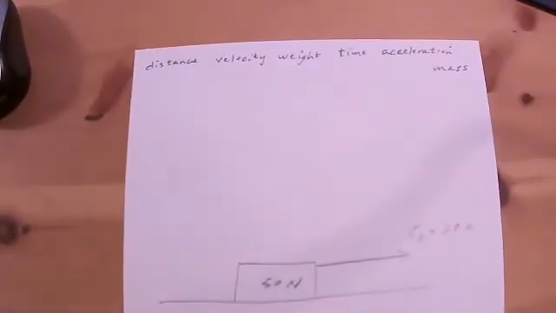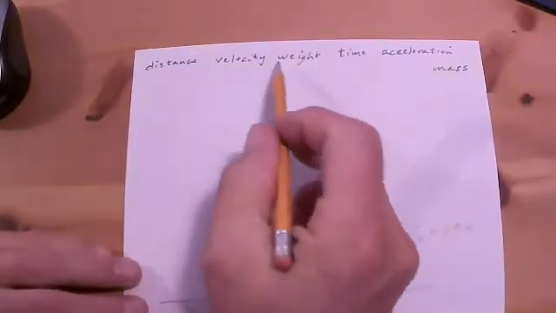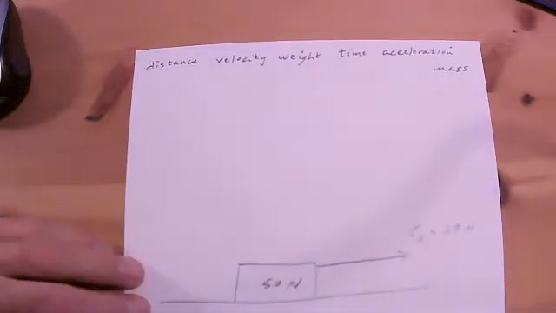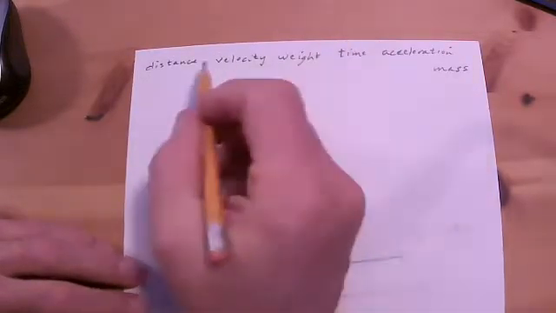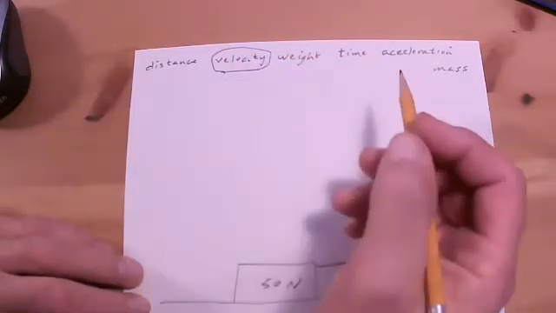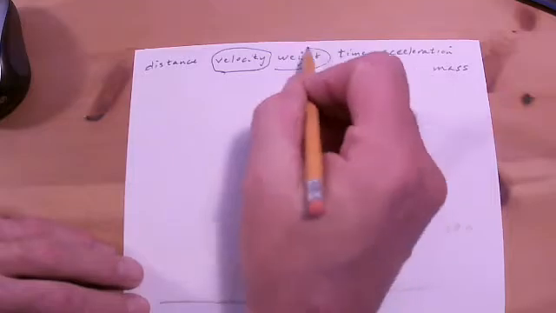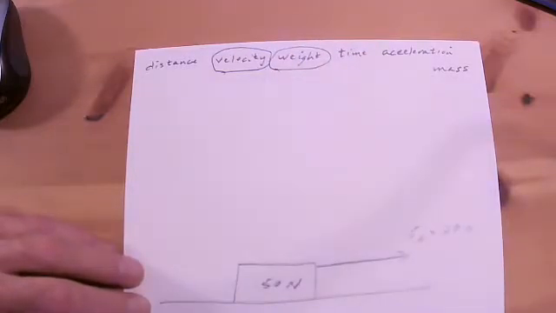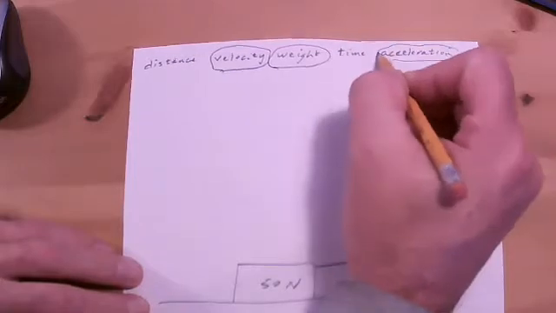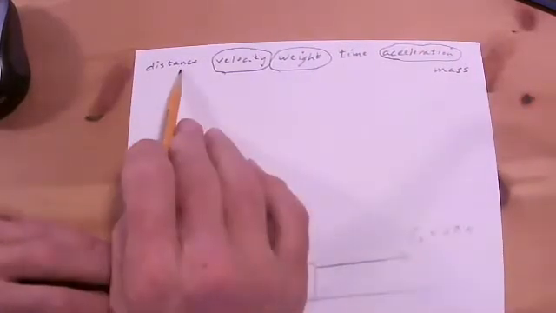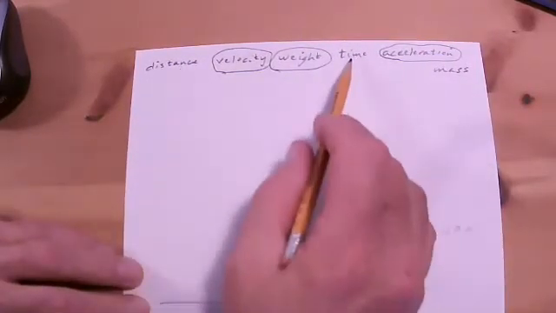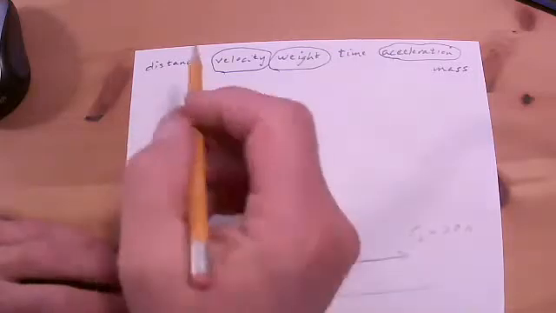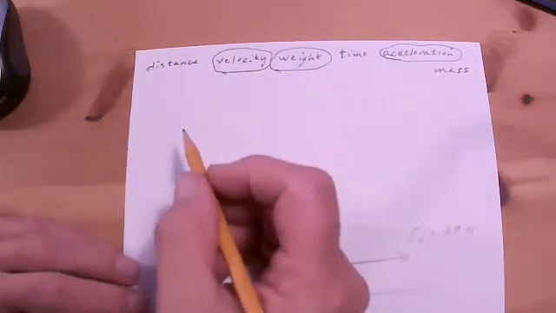So here's daily 2, number 1. Which of these quantities are vector quantities? The vector quantities are the ones that have direction to them. Velocity has a direction, which can be north, south, east, or west. Weight is always down, so that is a vector, and the other vector is acceleration. Distance is a scalar. Time is a scalar. Mass is a scalar.